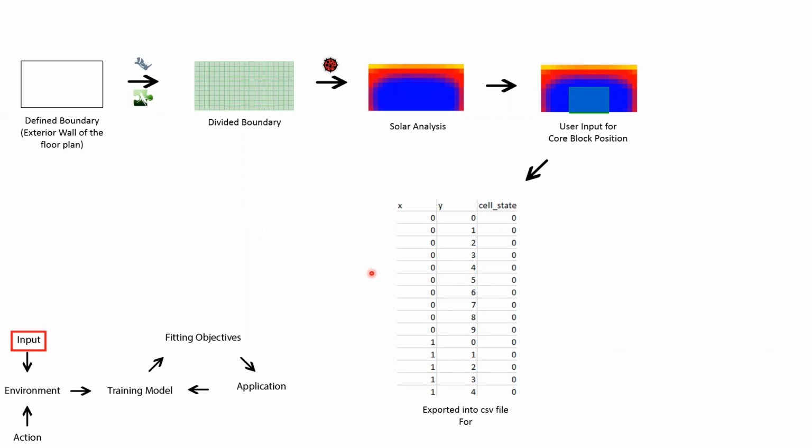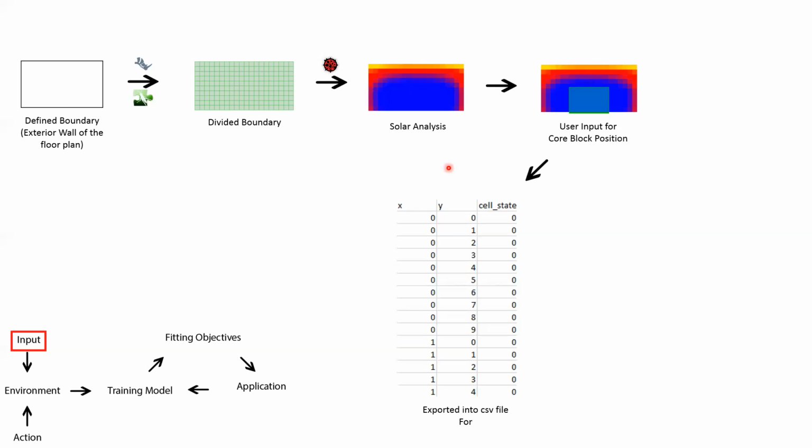Then running through into Ladybug for a solar analysis for the sunlight hours that each grid will take, which helps the user to define where they want to put the core block. The core block contains the elevator and the fire staircases, which will then be exported into an Excel file, that's a CSV file, for later use in Python.